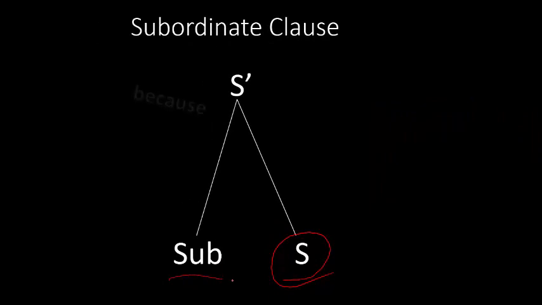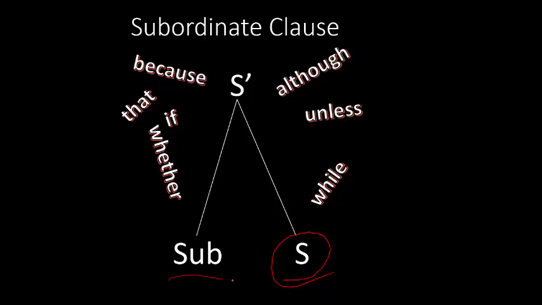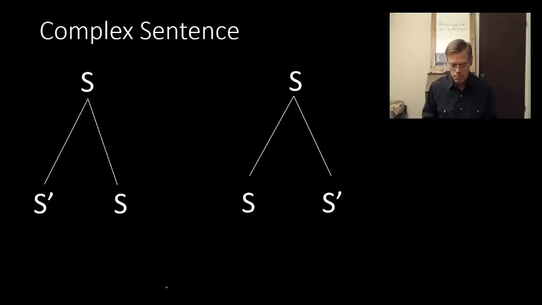Here are some examples of subordinators: because, unless, whether, that, while, if, although, since, when. Those are all subordinators that can combine together with a sentence to form a subordinate clause.